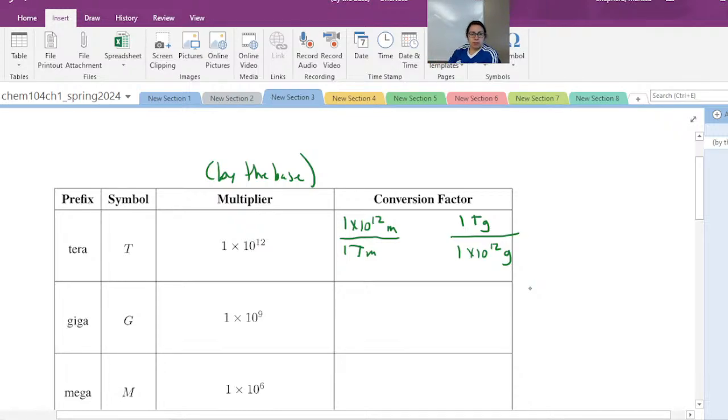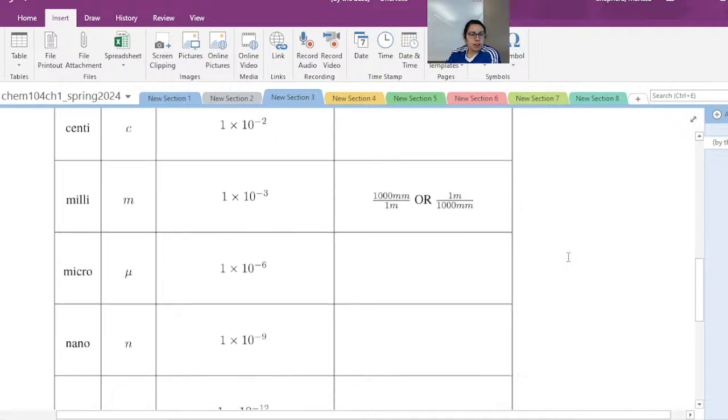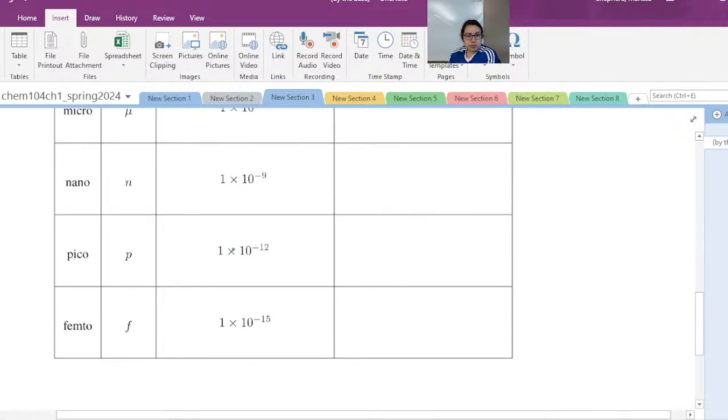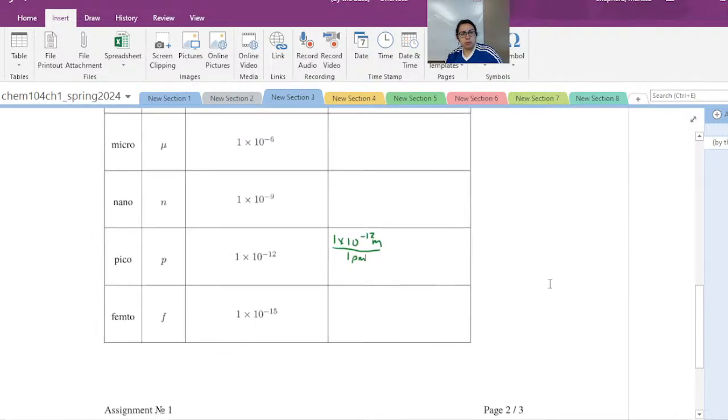And so let's try this for a tiny unit. Let's skip down to pico. Pico is 1 times 10 to the negative 12, again, by our base unit. So we're saying 1 times 10 to the negative 12 meters is in 1 picometer. Me personally, I don't like using negative exponents. There's nothing wrong with it. You can totally do it, but when we're doing mental math, sometimes it confuses me. So if we want to get rid of this, we can multiply it by 1 times 10 to the 12 over 1 times 10 to the 12, right?